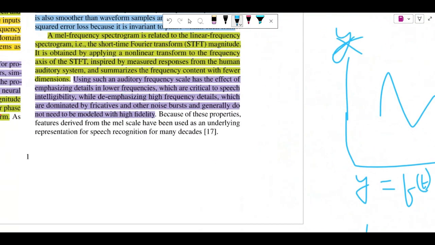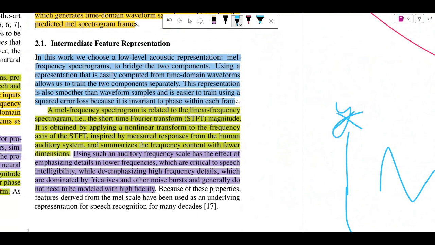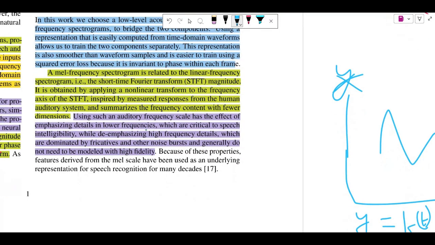So you can read it here. A mel spectrogram is related to the linear spectrogram. It is obtained by applying a nonlinear transform to the frequency axis of the STFT and summarizes the frequency content with fewer dimensions, inspired by human auditory systems. So what effect it has is that it emphasizes the details in the lower frequencies, which are critical to speech, while de-emphasizing the high frequency details, which are dominated by noises and other things, and which need not be modeled that well.